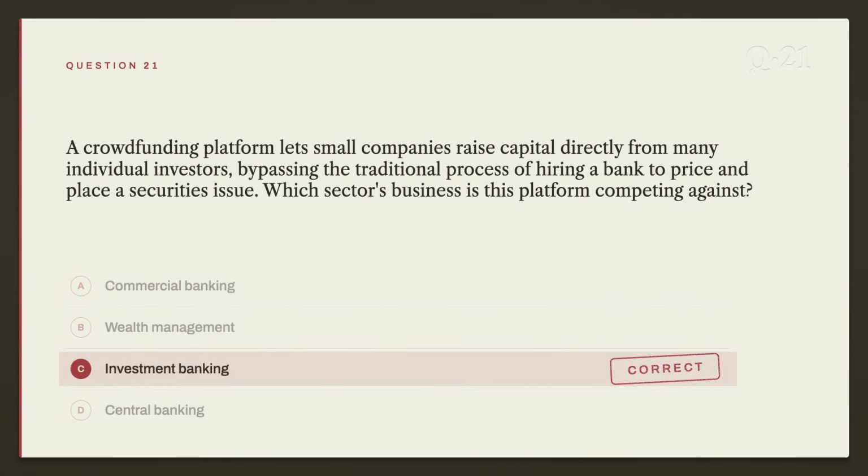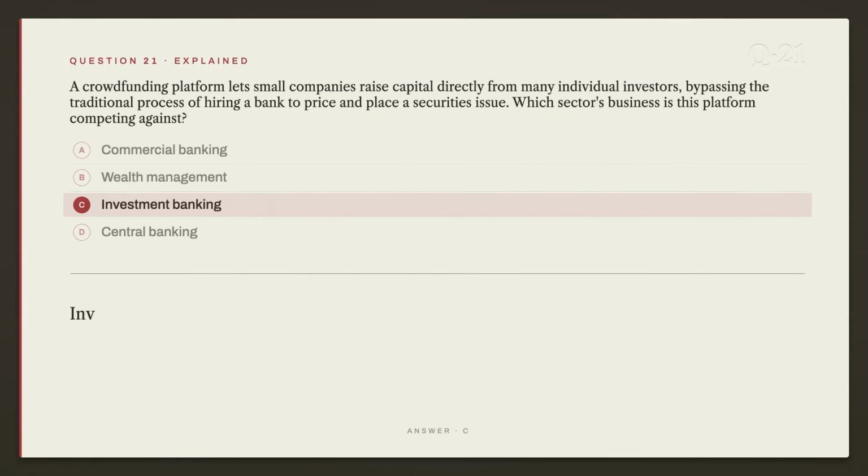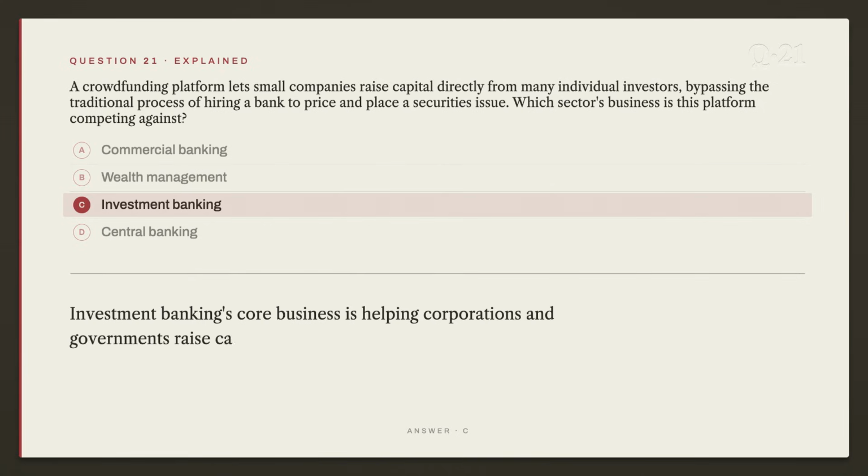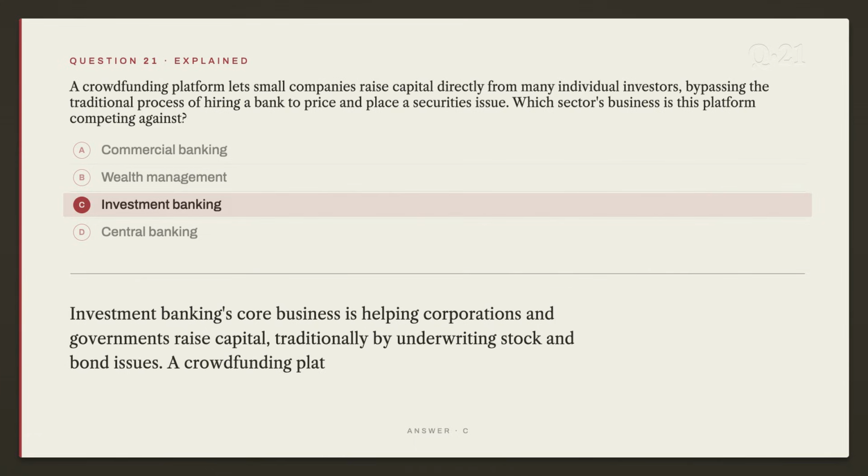The correct answer is C. Investment banking. C is correct because investment banking's core business is helping corporations and governments raise capital, traditionally by underwriting stock and bond issues. A crowdfunding platform performs the same economic function of connecting an issuer to investors, just without the underwriting bank in the middle.